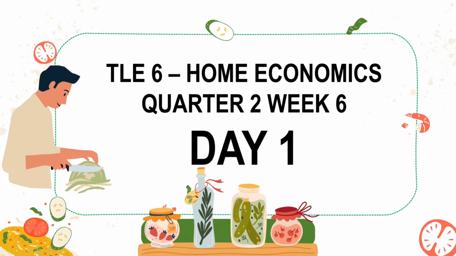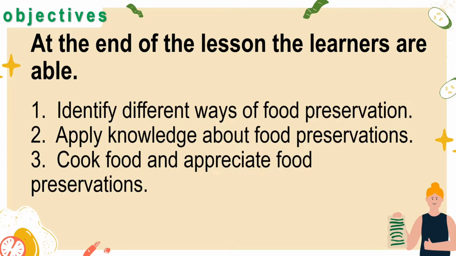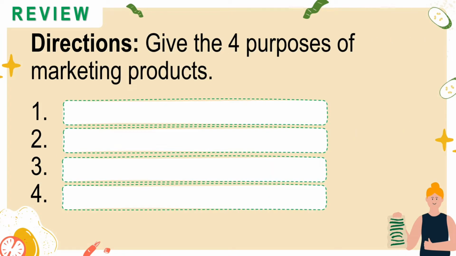TLE 6 Home Economics, Quarter 2, Week 6, Day 1. Lesson objectives: at the end of the lesson, the learners are able to identify different ways of food preservation, apply knowledge about food preservation, cook food, and appreciate food preservation. We will have our simple review. Directions: give the 4 purposes of marketing products.